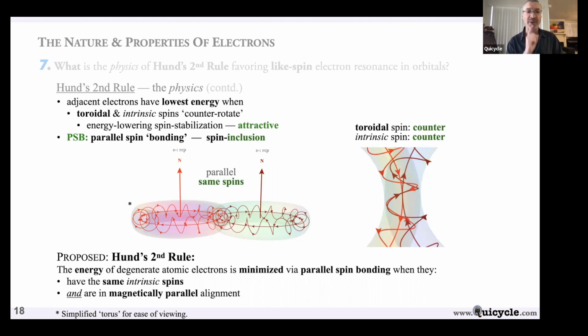Also, please notice, by the way, in these diagrams, I've simplified the double loop rotation into just a simple torus, just for the sake of ease of viewing. But once again, please notice that these are in fact double loop rotations.